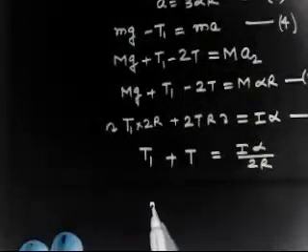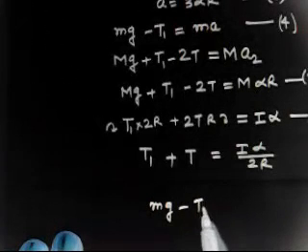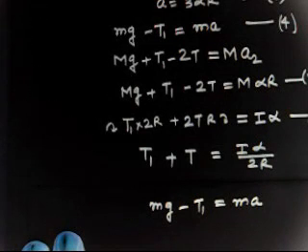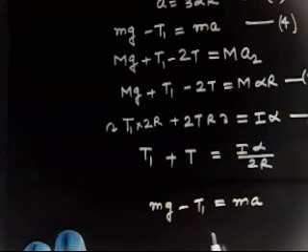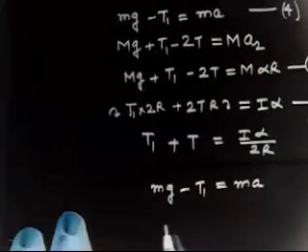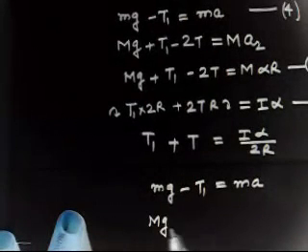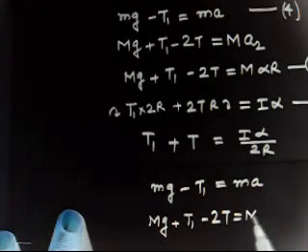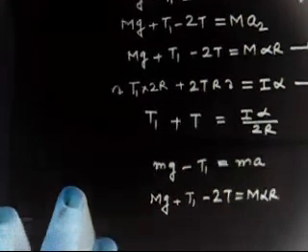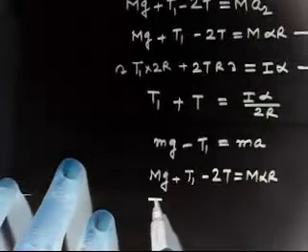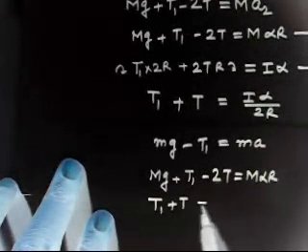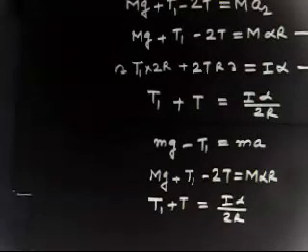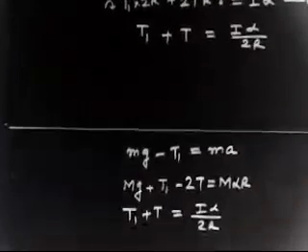So the first equation I have is mg minus T1 is equal to ma. What do I have to solve for? I have to find the acceleration of block A. So I have to solve for a. And the second equation I have is mg plus T1 minus 2T is equal to m alpha r. This is the second equation. And the third equation I have is T1 plus T is equal to I alpha by 2r. So I have three equations to solve.